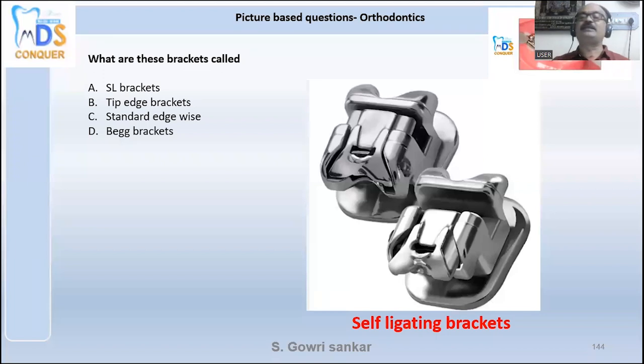Interruptive and intermittent depend on how you use the appliance, not on the force system. Based on the force system, you have continuous and interrupted. A continuous force has only partial decay of the initial force, and before the initial force becomes zero, you activate it again. Whereas with interrupted forces, you wait till it becomes zero and then activate it. That's the difference.